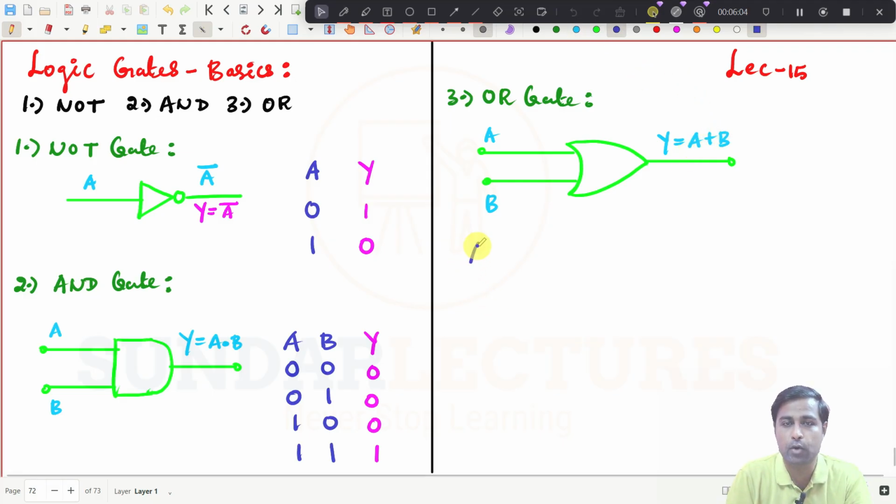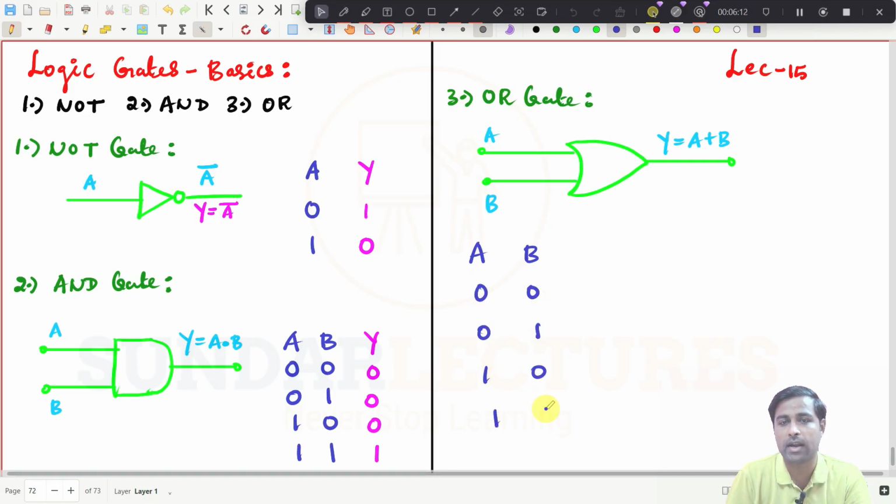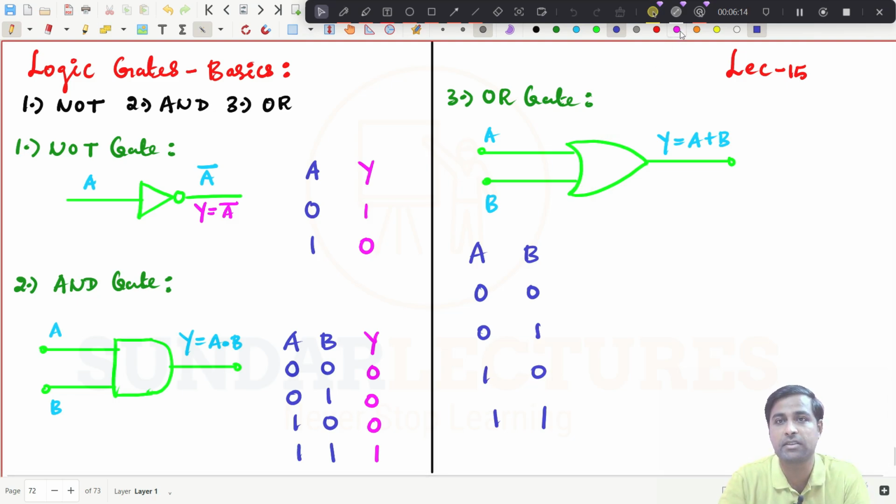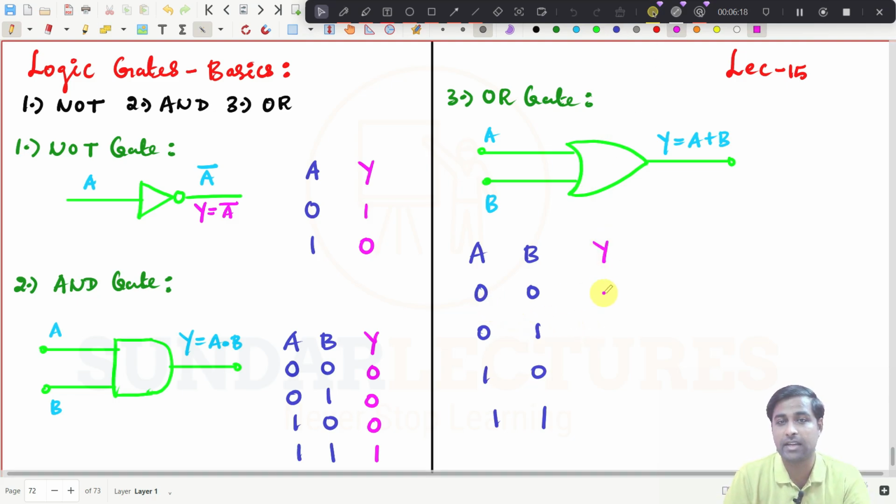So what will be the output now? If it is A, if it is B, 0 0, 0 1, 1 0, 1 1. The same four combinations. And what will be Y now? If you add these two, it will be 0. If you add these two, it will be 1, 1. 1, 1 is 1 here. Try to understand, right? So if one input is high, then the output will be high. If both inputs are 0, then only your output will be 0. So that is the meaning of an OR gate, right?